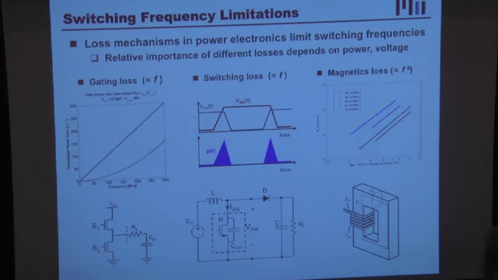There are some frequency-dependent loss mechanisms in power electronics that suggest if I turn up the frequency too much, I'm going to have too much loss and my efficiency goes down and I want to stop, or I have thermal problems. I first of all have loss in my semiconductor devices. I said an ideal switch is lossless, but we don't have ideal switches.